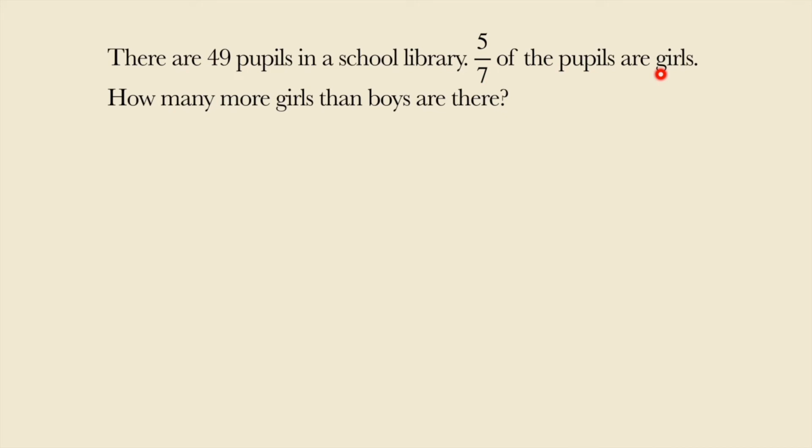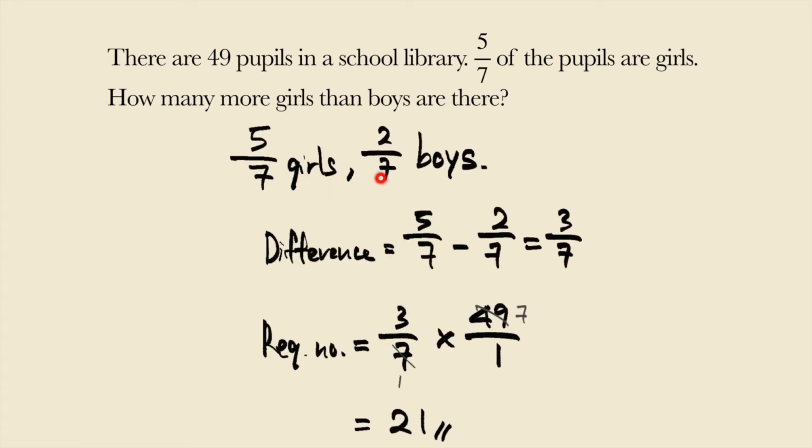There are 49 pupils in the school library. 5/7 are girls. Okay, how many more girls than boys are there? So if 5/7 were girls, doesn't that mean 2/7 were boys? Okay, next, what's the difference? That's what we're interested in, isn't it? How many more girls than boys?